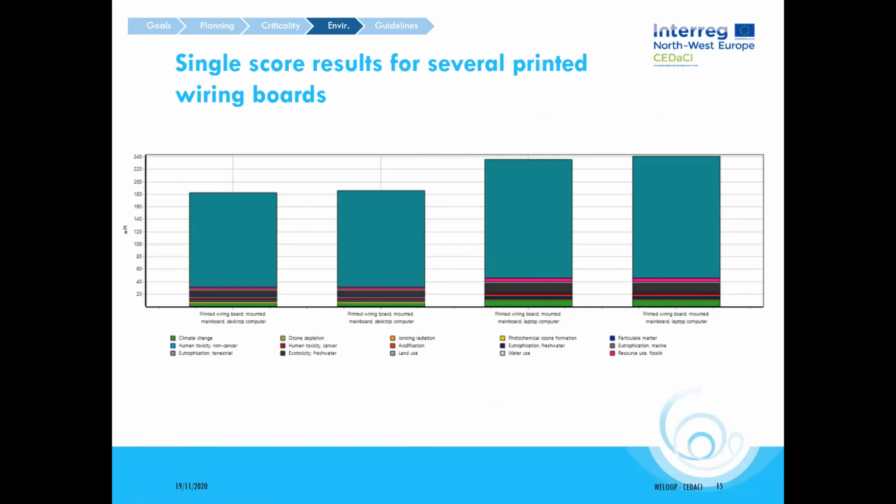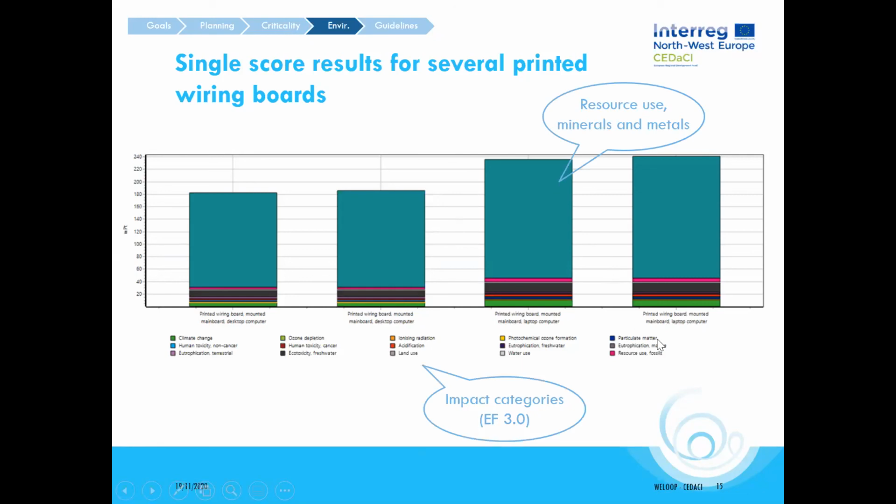And in the end, results are presented in this form, in a single score graph. So here, that's a single score graph for several types of PCB from the EcoInvent database. And as you can see, we can observe a hotspot. So that's the following impact category: resource use for minerals and metals. And below the graph, we have all the impact categories from the EF method. So results of the environmental assessment will be presented in this form.